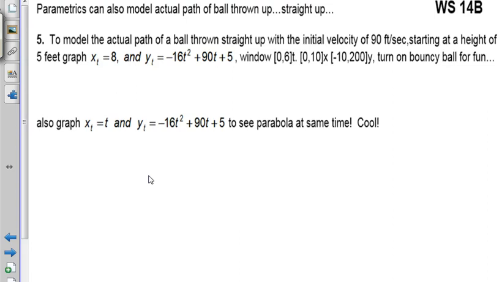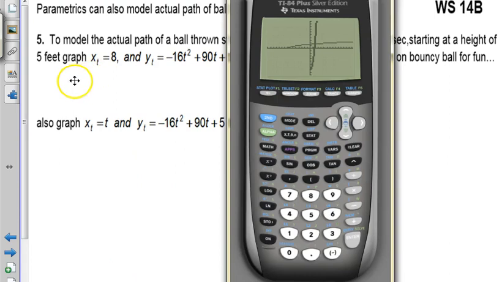The inverse isn't hard, it's easy, we should do it. To model the actual path of a ball thrown straight up with an initial velocity of 90 feet per second, starting at a height of 5 feet, we're going to do something a little bit weird. We're going to put this in the calculator. Now, I'm going to clear out the x's and y's that we just graphed.